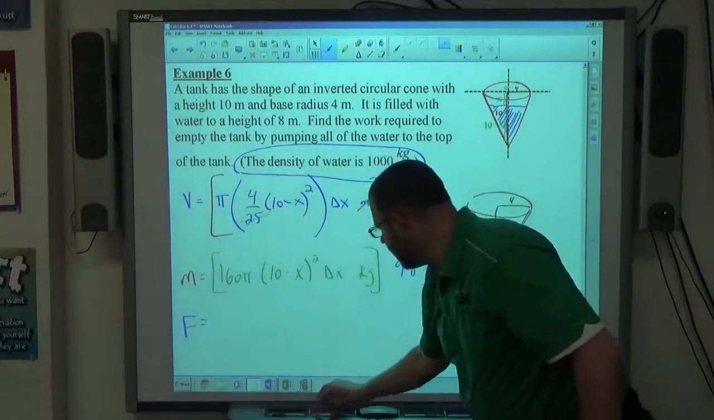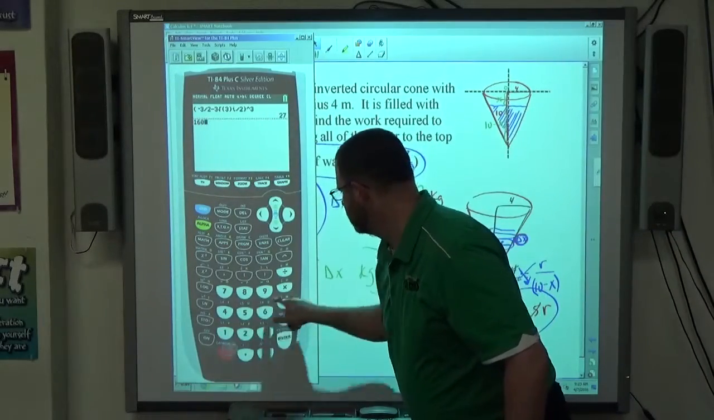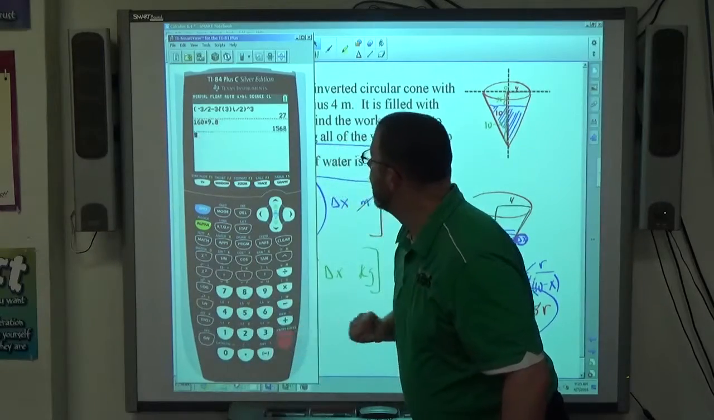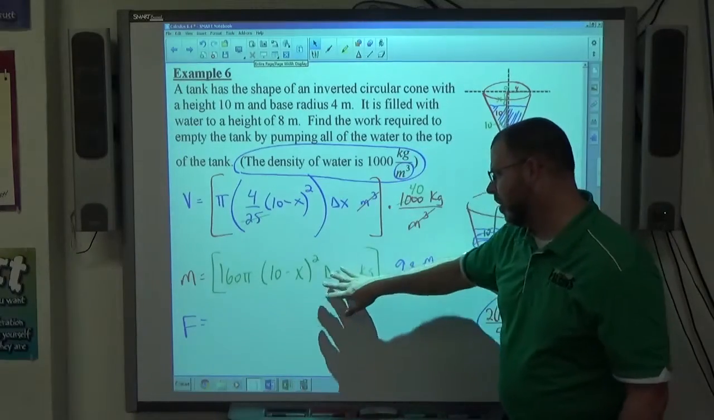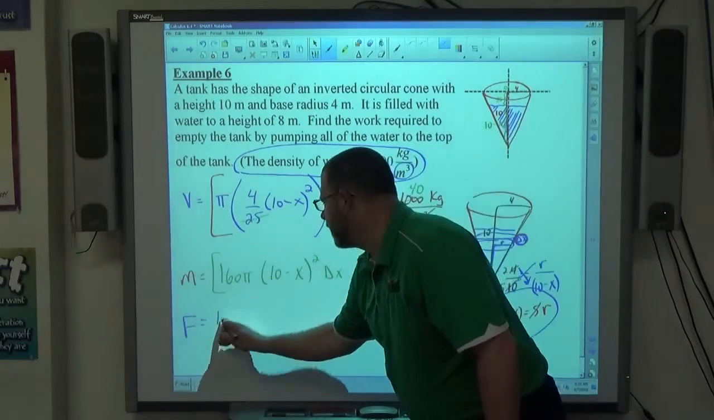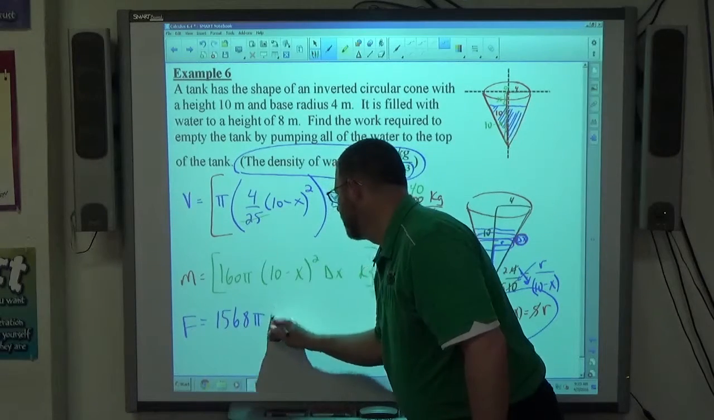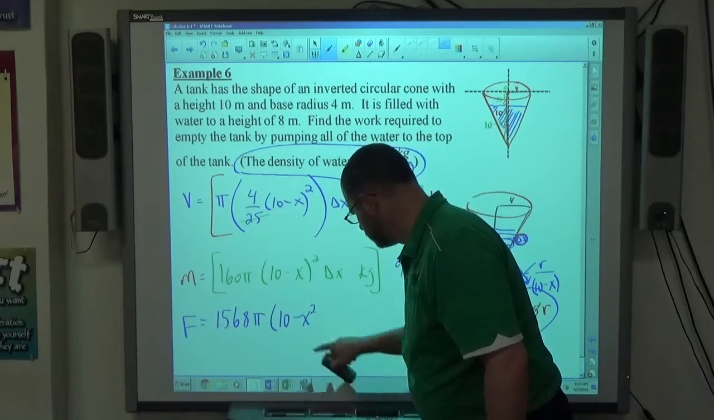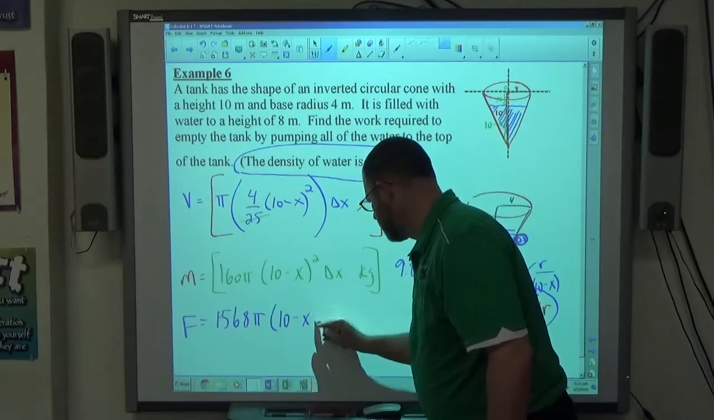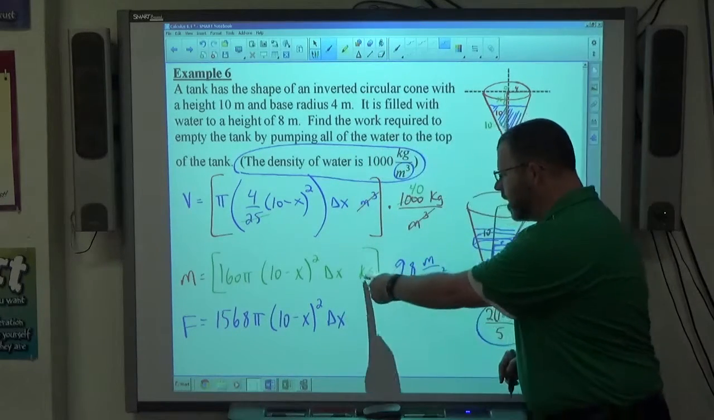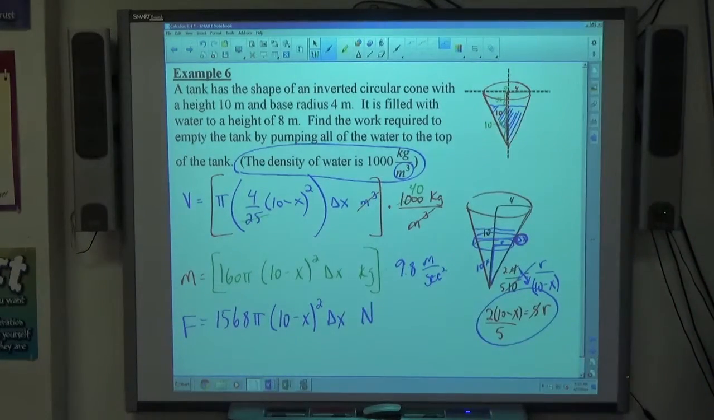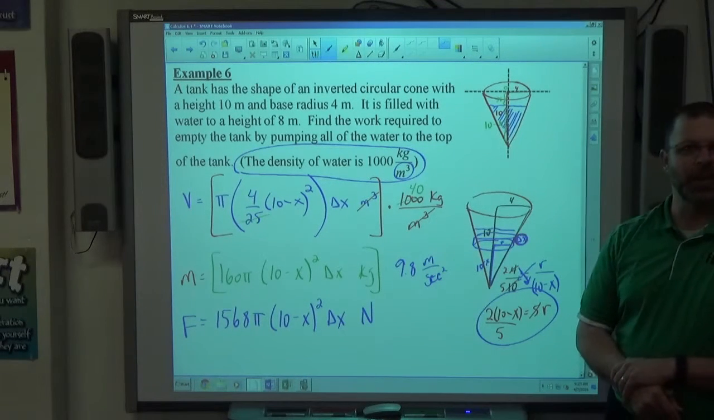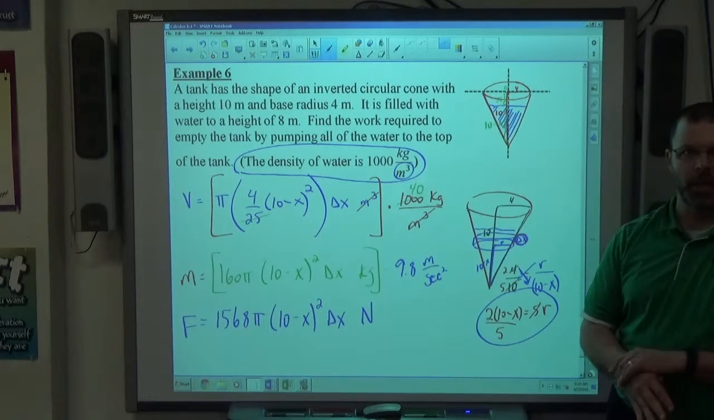160 times 9.8 is 1,568. So again, single object, single object, single object, all that. This binomial is going to be left alone. So 1,568 pi times 10 minus x squared delta x. Kilograms meters per second squared, also known as newtons. So now we have the force in newtons. And finally, I want to find work. All right? I want to integrate work.